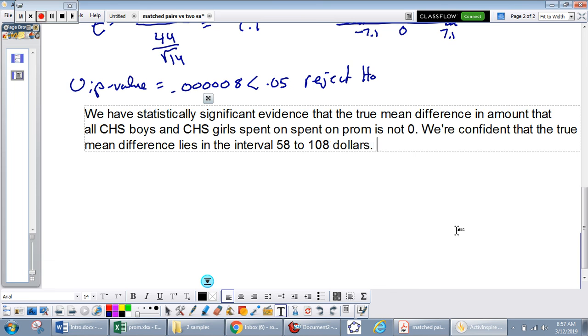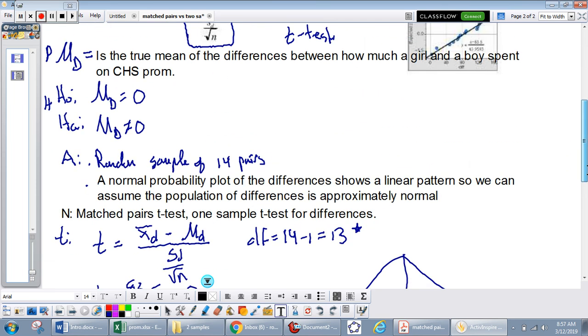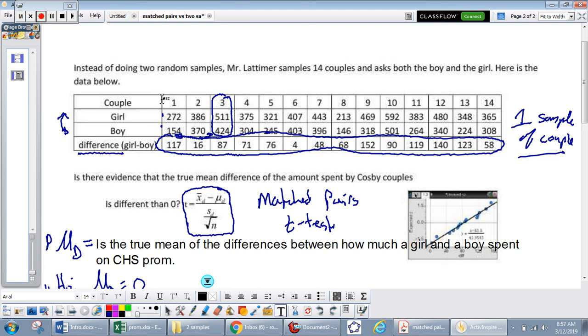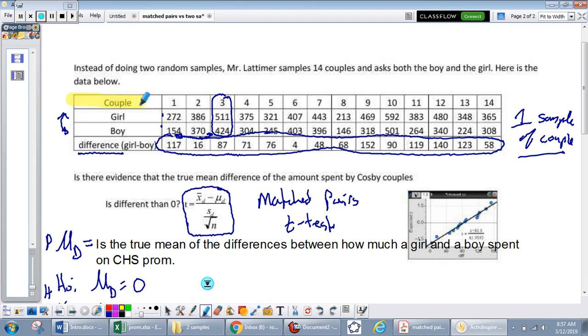And there we go. Okay, so quick recap. How do I know this is matched pairs? First of all, do you see this identifier of couple? That needs to be our first clue. Why would they give us this header if it didn't matter? Number 2, we see that this girl is not independent from that boy. They are connected, they both are dating. So they might both spend more or both spend less depending on what they wanted to do for prom.